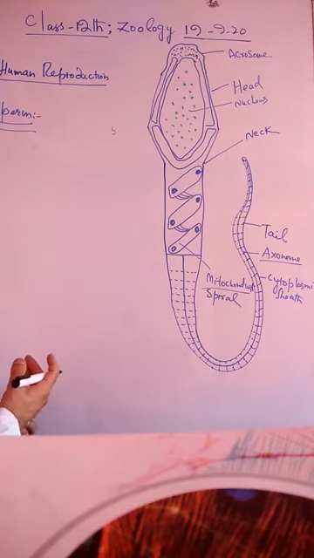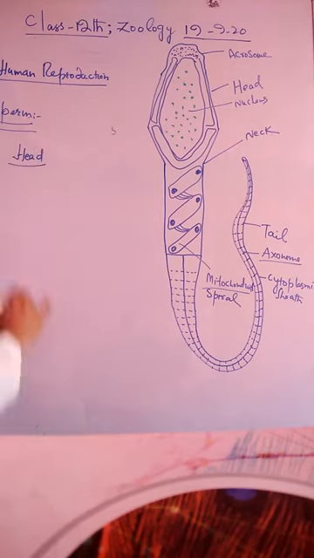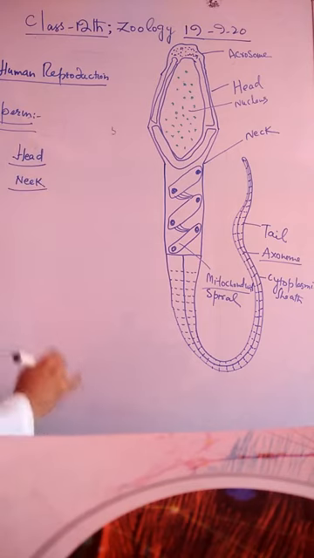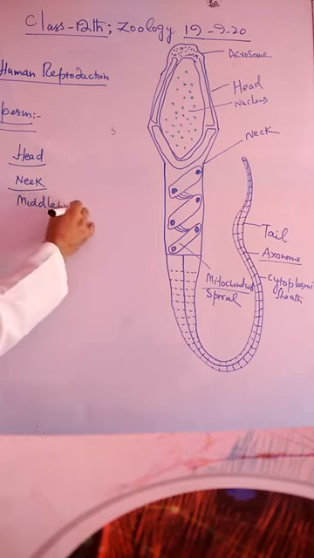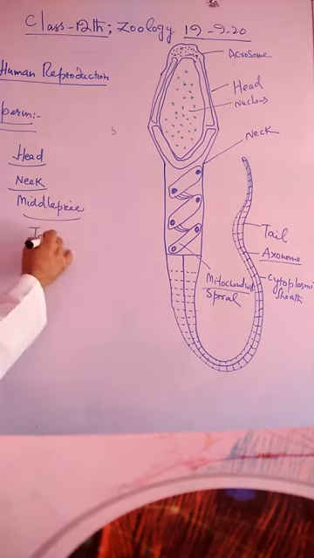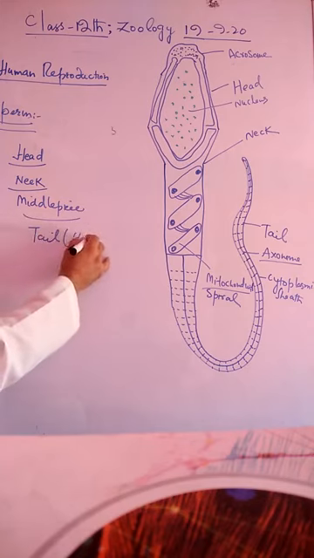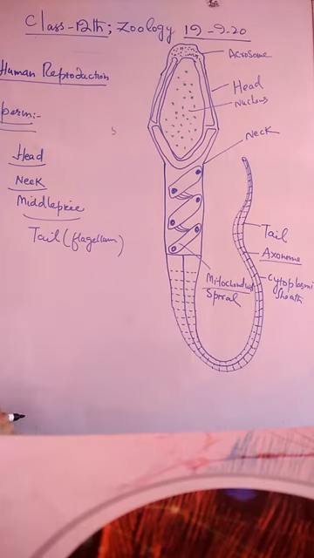It has a head, a neck, and a tail. The parts of the sperm are the head; the next part is the neck portion, which is a very small portion; the third part is the middle piece; and the fourth part is the tail, or what we call the flagellum. These are the four parts of the sperm: head, neck, middle piece, and tail.